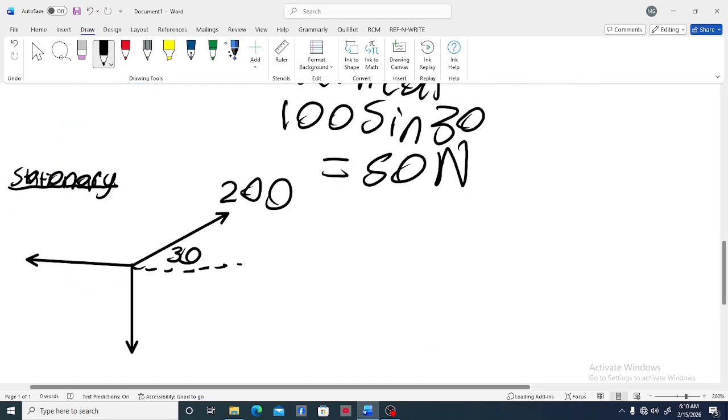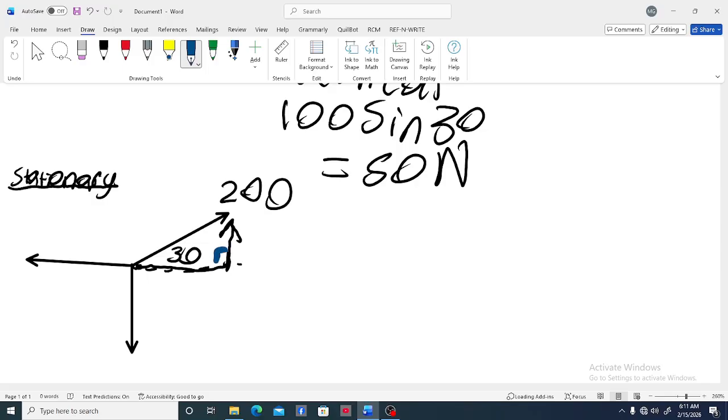So try the last diagram on your own. Remember, this is a right angle triangle. Try to find the vertical and horizontal component of the 200 newton force there. Test yourself and then put the answer in the comment section.